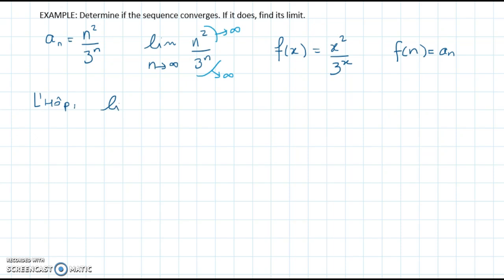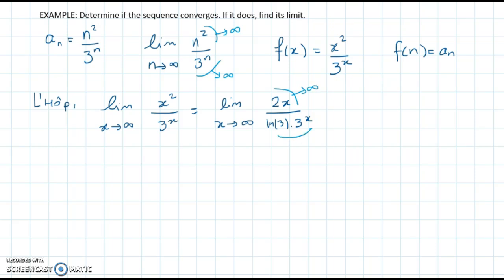So by L'Hopital's theorem, the limit as x approaches infinity of x squared over 3 to the x is the same as the limit as x approaches infinity of the derivative of x squared, which is 2x, divided by the derivative of 3 to the x, which is logarithm of 3 times 3 to the x. So this is what we get from applying L'Hopital, but if we check now, we still have the problem that the numerator approaches infinity, and so does the denominator. So we can apply L'Hopital again.